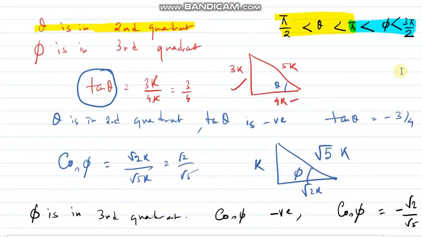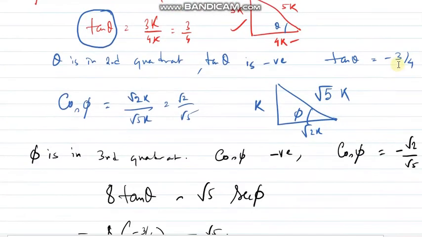Sorry, it is given 1 and 2, so this would be 2 only. I just made a mistake in the calculation. This will be 2, hence the hypotenuse will be root 5. Just now I realized this will be 2, this will be 2. So cos phi is minus 2 divided by root 5.